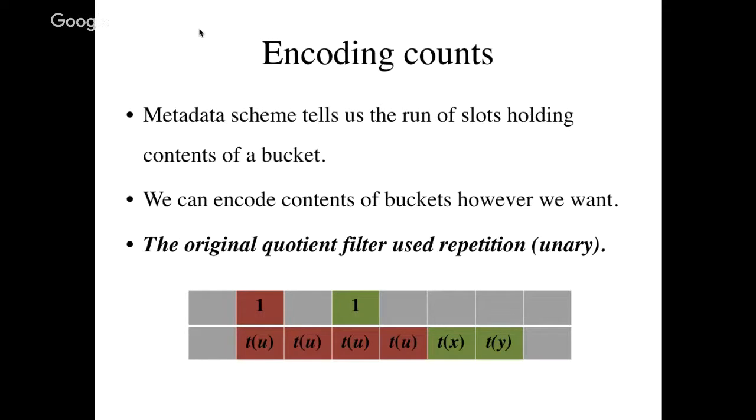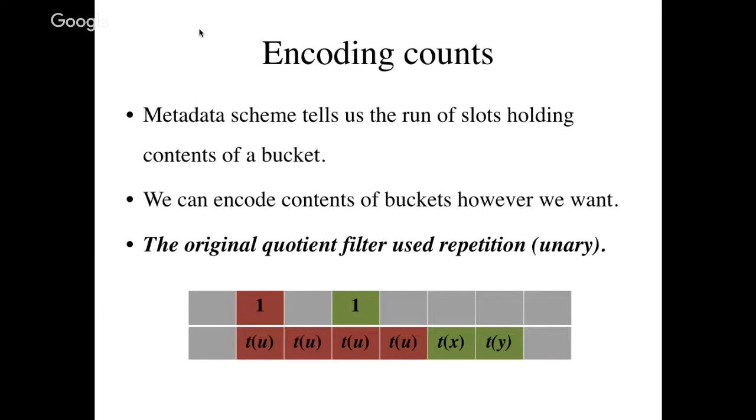So using the metadata bits, we would know that any contiguous set of slots, like these slots, hold some information for some other home bucket, and we can know that information using the metadata bits. Now, how we store the information or tags in that range or set of slots depends on us. We can do whatever we want because the metadata bits help us know which home bucket these slots belong to. But if we want to count, in the original quotient filter paper, they counted in unary.